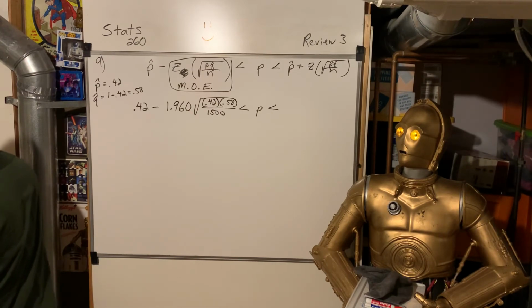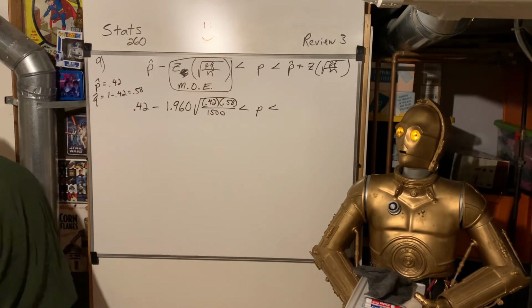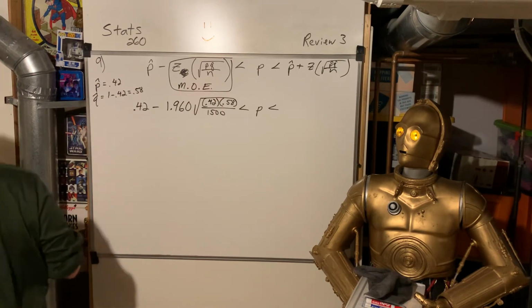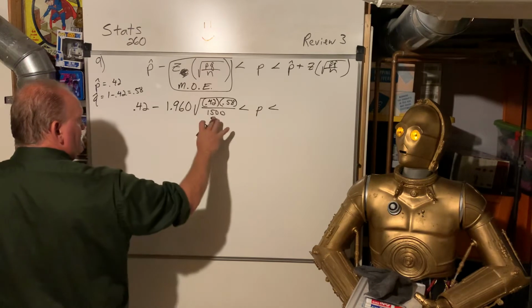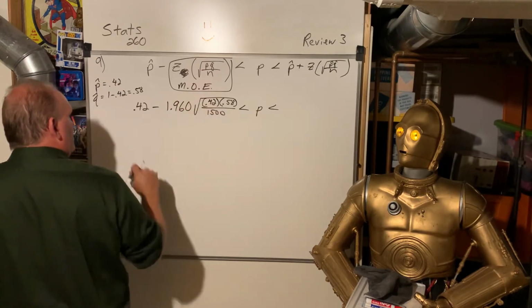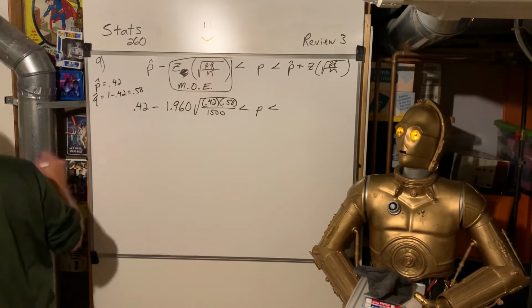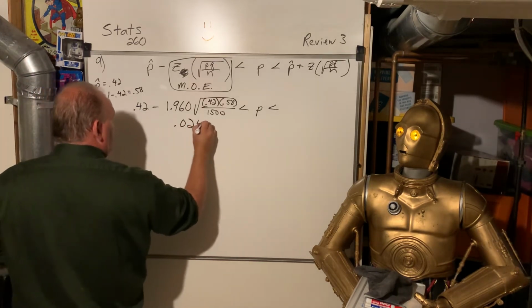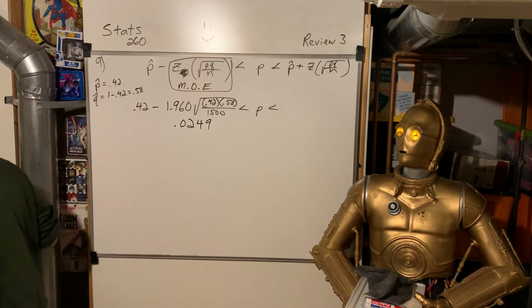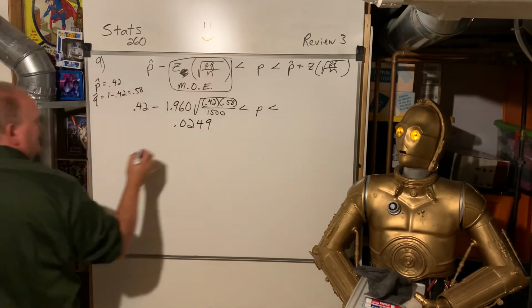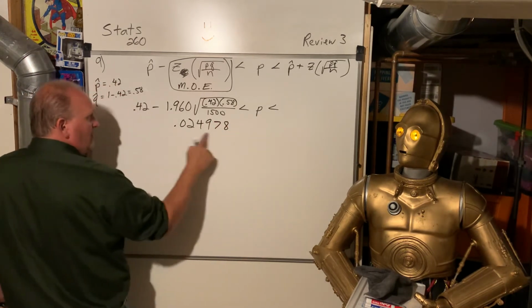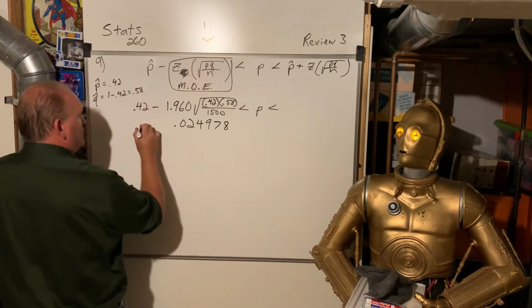Okay, no, I did that on a separate sheet. So when you multiply all of this out, and then take the square root, and then take a 1.96, you should end up with 0.024978. That is the margin of error. So about a 2% margin of error.